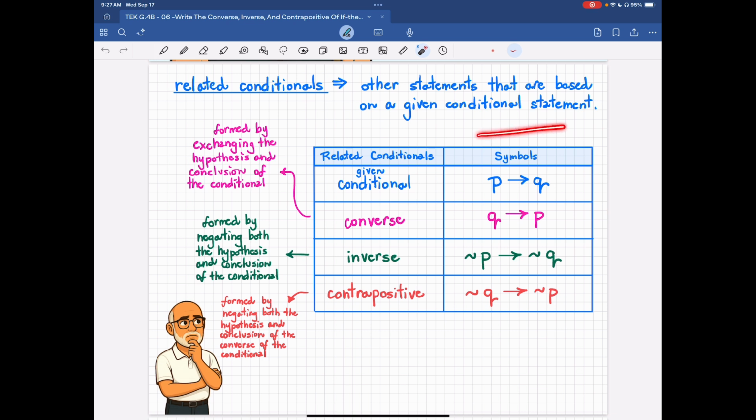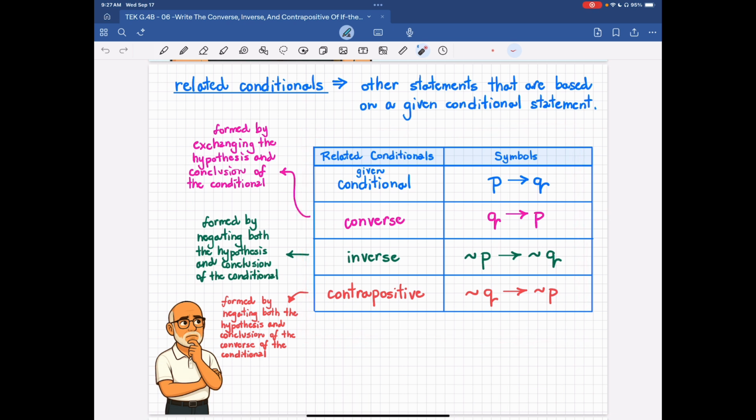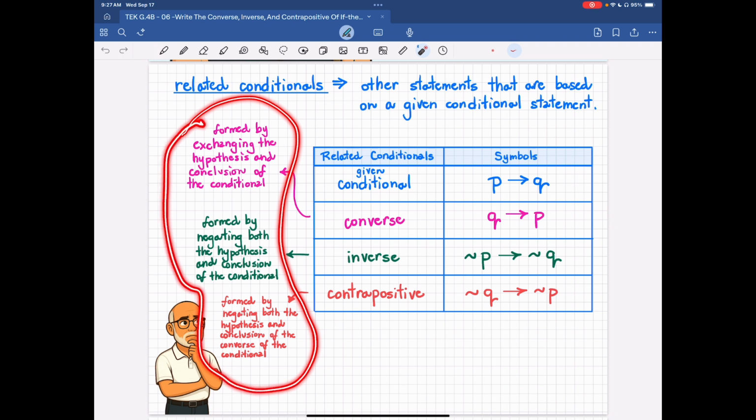So take a look at how to create these different statements. Again, the conditional is given to us, and what we do is we flip the hypothesis and the conclusion to make a converse. We negate the hypothesis and the conclusion to create an inverse, and we flip the inverse to make the contrapositive. Over here, you'll just see a verbal statement as to how to create them.